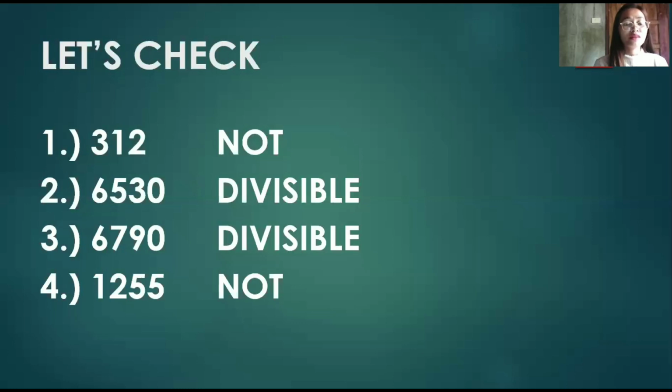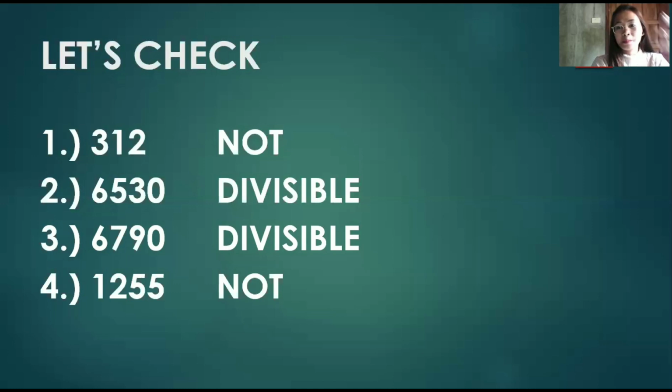Next, number 4, 1,255. What is the last number? The last number is 5. So, it is not 0. Therefore, the answer is not divisible by 10. So, it is very easy, everyone.